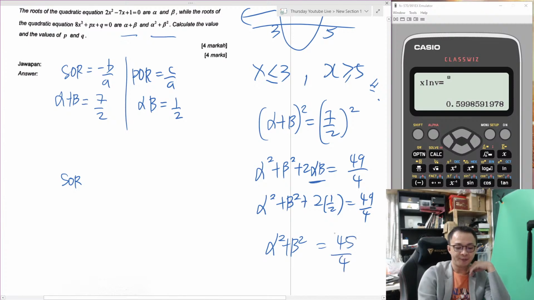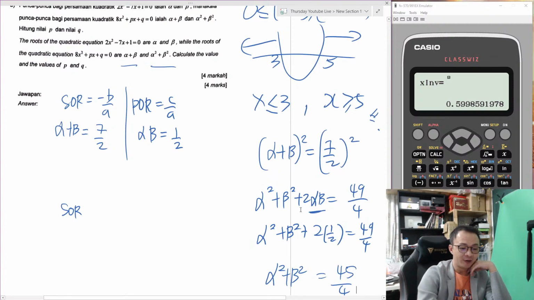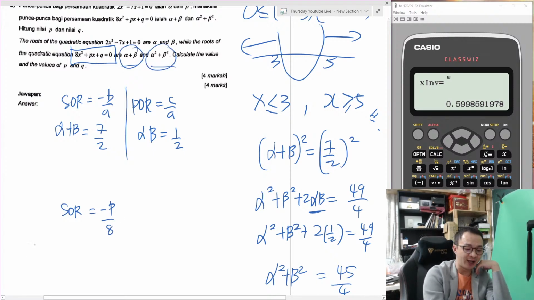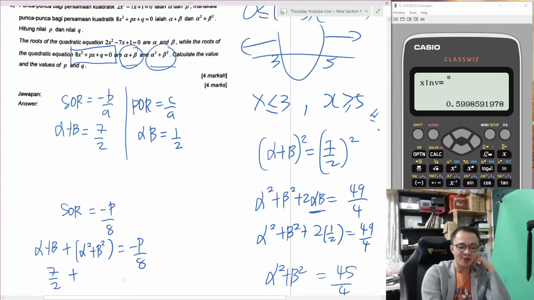Okay, so right now the new equation is here. My sum of roots is negative p over a. Sum of roots basically means both of the roots added together, right? So alpha plus beta plus alpha square plus beta square equals negative p over a. Alpha plus beta I have already, 7 over 2. Alpha square plus beta square is 45 over 4.